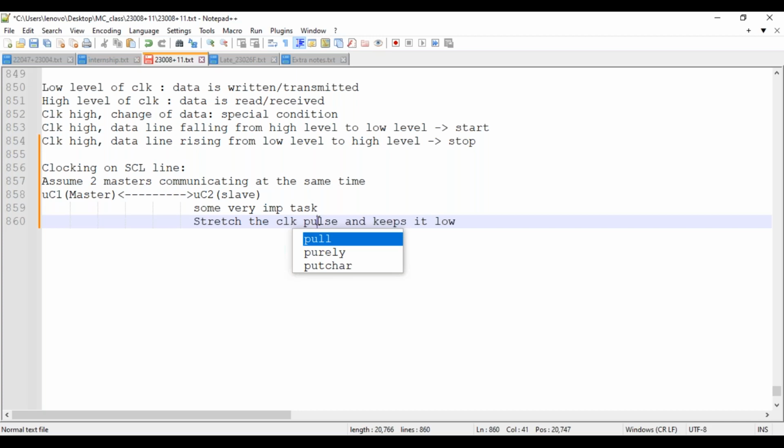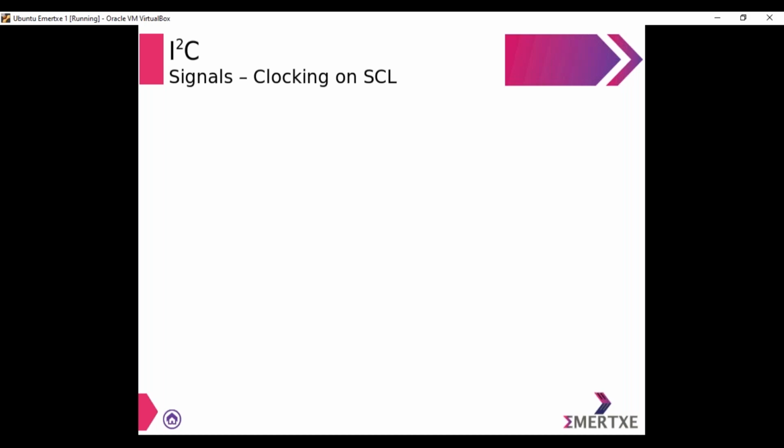No. So for the receiver to receive the data, the clock pulse should be at the high level. But if the clock pulse is continuously at the low level, the receiver will not be able to receive the data. So microcontroller 2 keeps the clock stretched for a certain duration, as long as it takes to complete the very important task. And once the very important task is completed, microcontroller 2 comes back and resumes the clock pulse generation. That is something called clock stretching.